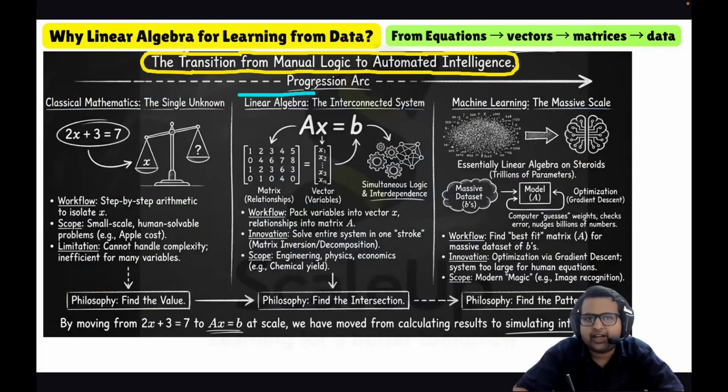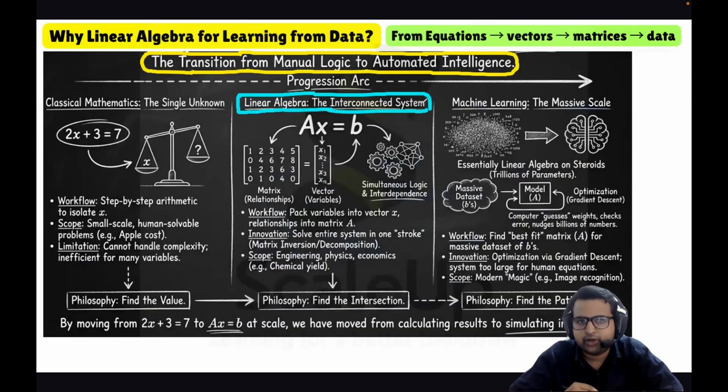But in linear algebra, we are dealing with interconnected systems. We are dealing with a set of simultaneous equations. We are not just talking about one equation, we are talking about simultaneous equations. So linear algebra moves from one at a time to simultaneous logic. It recognizes that variables rarely act in isolation. They influence each other. So linear algebra is all about analyzing the simultaneous logic and interdependence between the variables.